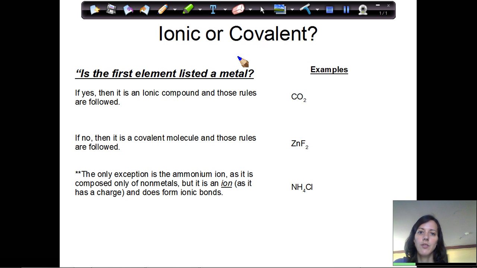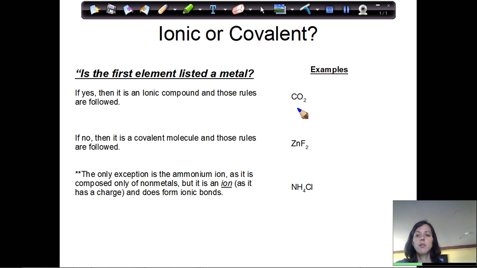So the first question you always have to ask yourself when you're naming anything or writing out any formula is: is the first element listed a metal? If it is, then it's an ionic compound and you're going to follow those rules using charges and oxidation states. If the first element listed is not a metal, then it's a covalent molecule and you will use those rules, meaning the prefixes. The only exception to this is the ammonium ion, and we will do an example with that.